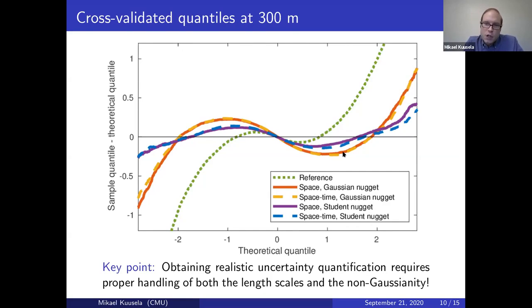They have this kind of an S shape, which is indicative of heavy tails. So that's why we put the heavy-tailed nugget effect into the model, and that gives us again an improvement in the calibration. It's still not perfect, so there's something more here that should be done, but it's showing at least an improvement. The key point here is that if you want to get realistic uncertainties from these products, you need to have realistic length scales, which you can get from the data, and you need to account for the non-Gaussianity of the data.